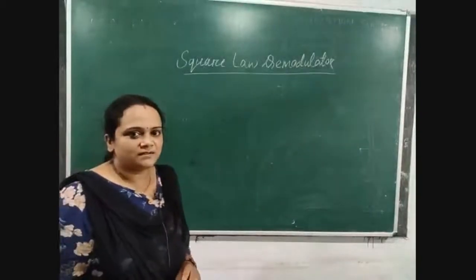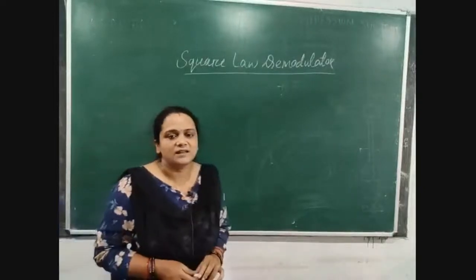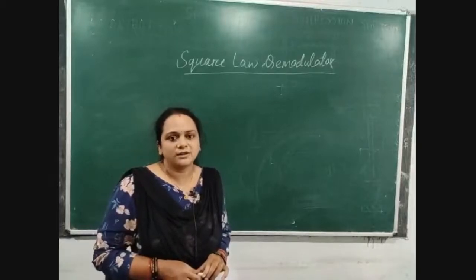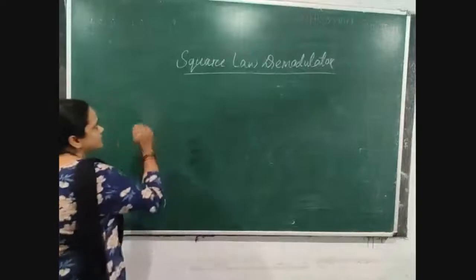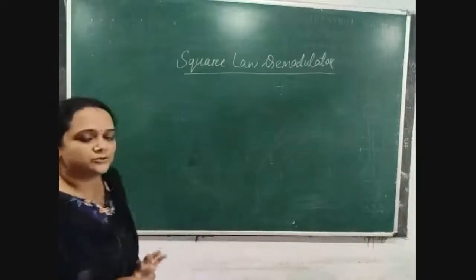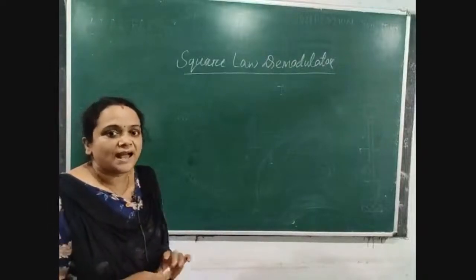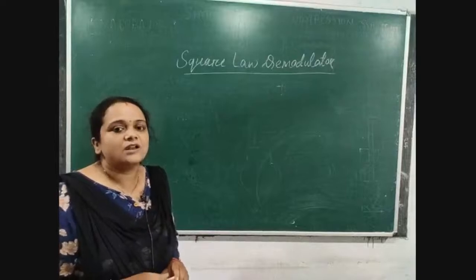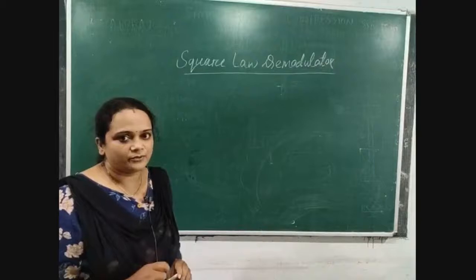Good morning student. Today we are going to learn about the square law demodulator. It is used to demodulate an amplitude modulated signal. The square law demodulator is used to detect small magnitude signals, and here the operating region is restricted to the non-linear portion of the VI characteristic of a diode.